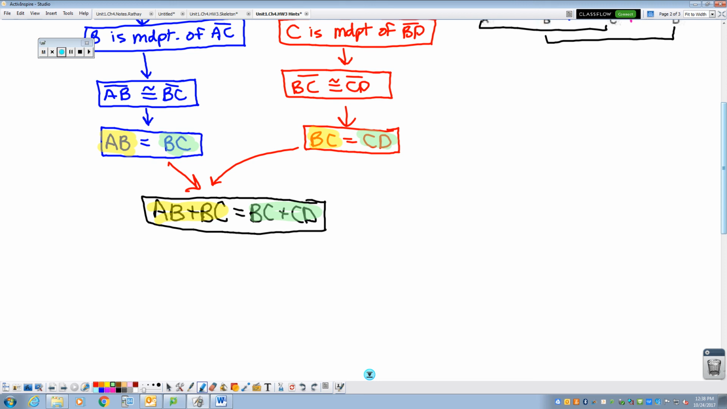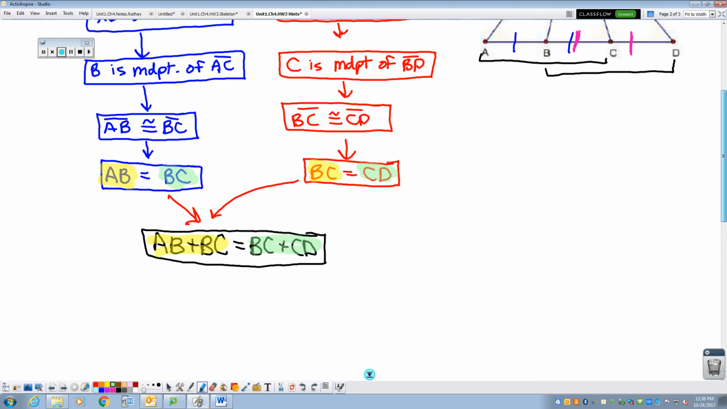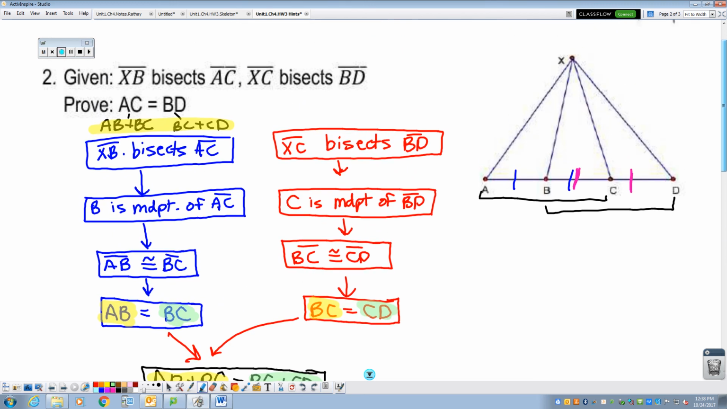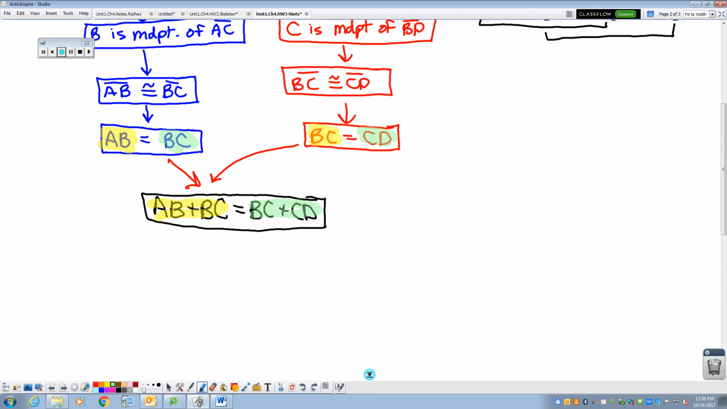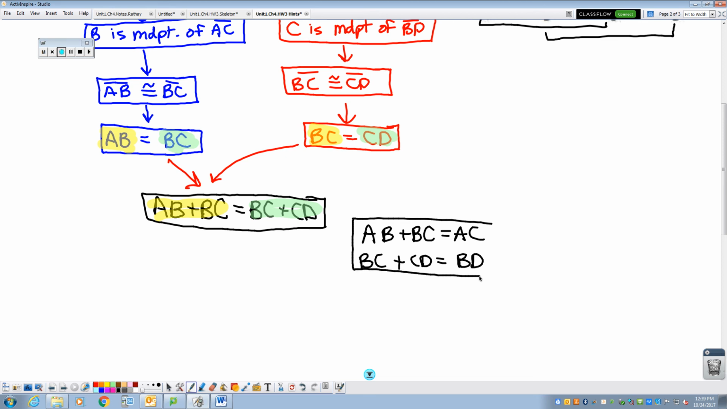Our goal for this proof was to show, though, that AC was equal to BD. Well, this yellow section, this is AC. But I don't know that until I've stated it and I've made it perfectly clear. So off to the side, I need to tell the reader that AB plus BC is AC. And I also need to state that this green section, BC plus CD, it is BD. We have to state that.